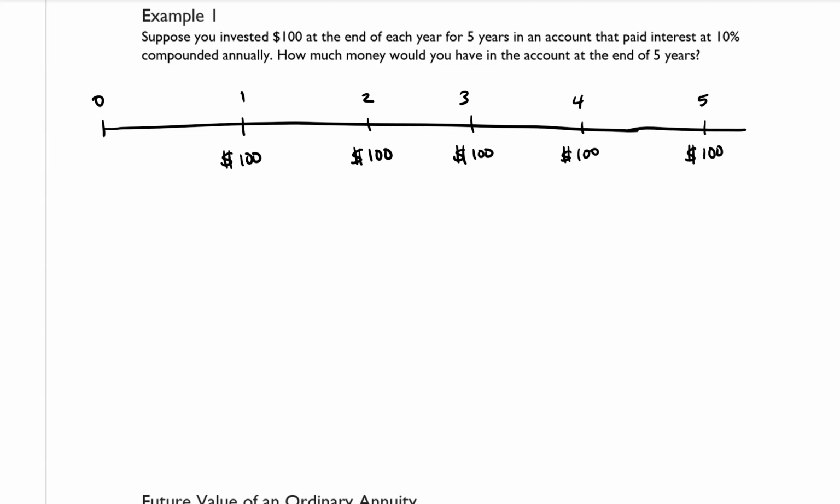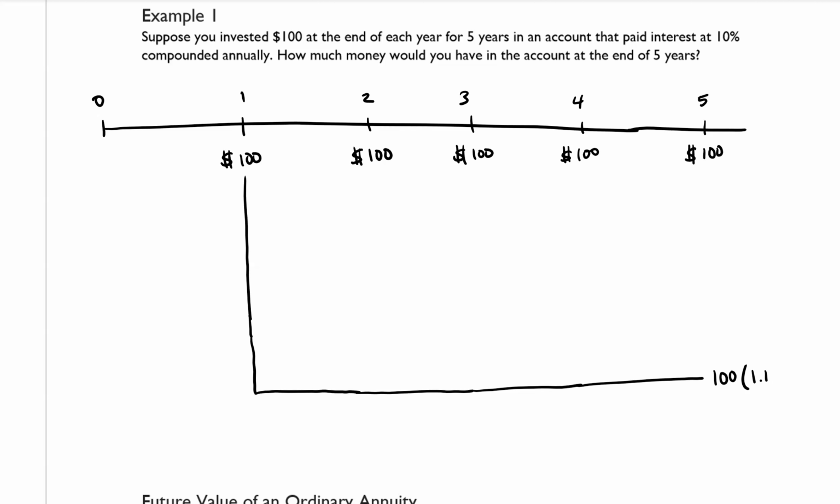However, because we have an account where 10% is being compounded annually, what's going to happen to this first $100 is that it will gain 10% interest until the end of the 5 years. So it'll gain 10% here, it'll gain 10% here, 10% here, and 10% here at the end of the 5th year. So the way that that $100 will have accumulated, we can think about it as 100 times the 10% interest 4 times.